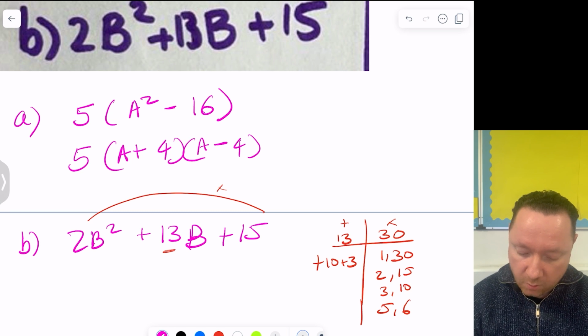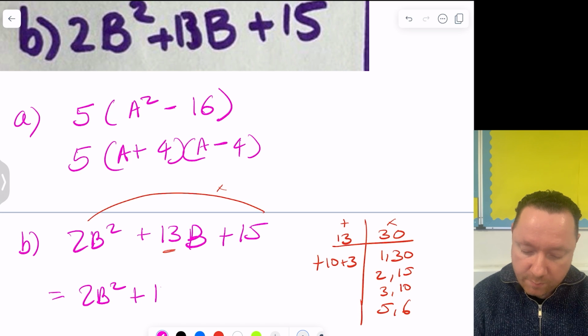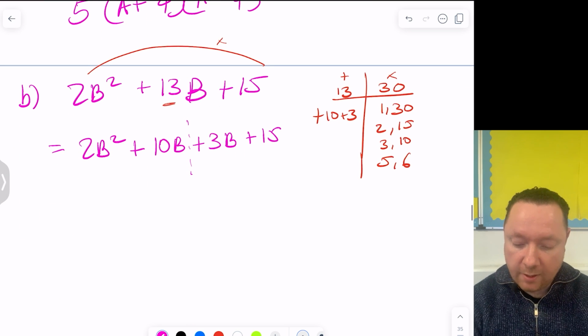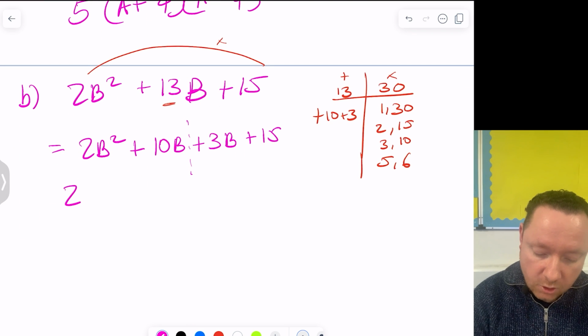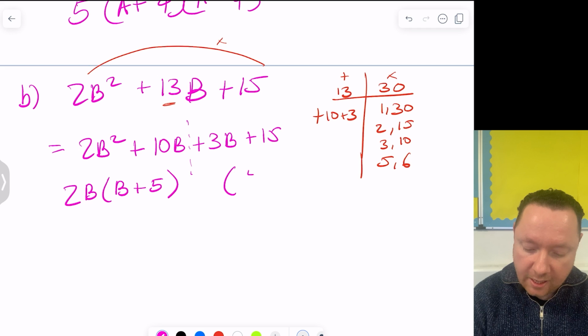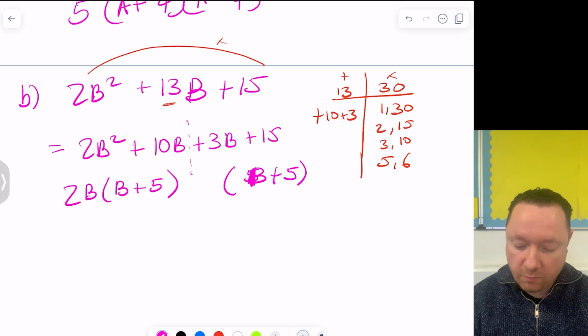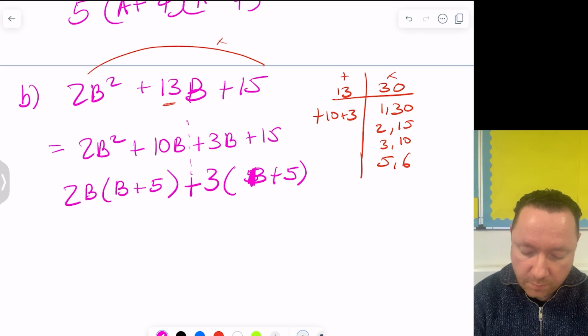So now I split my question up into 2b squared plus 10b plus 3b plus 15. And you can factorise each of these 2 terms individually. So taking 2 out as a common factor and a b, I get b plus 5. I just make sure my next half has also got b plus 5 in it, making sure it's exactly the same. And then I just work backwards. Well, 3 times b is 3b, and it's a plus. And now it's basically factorised.